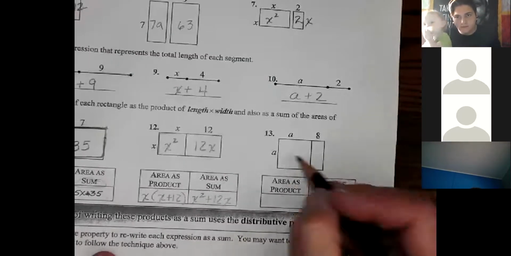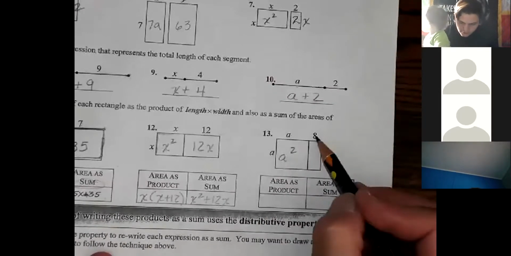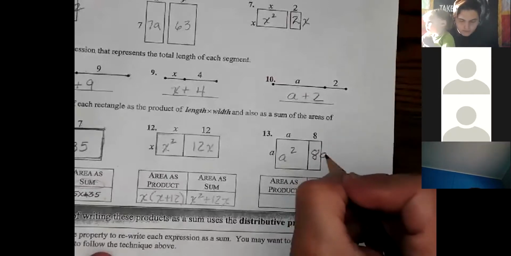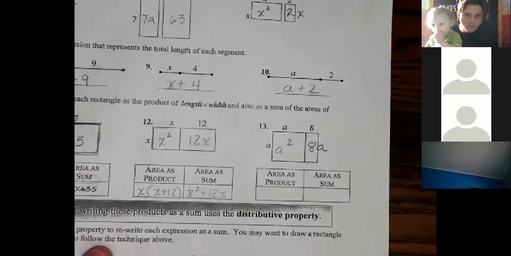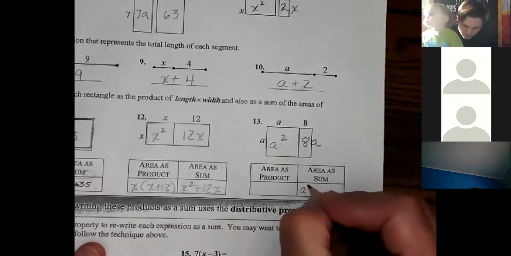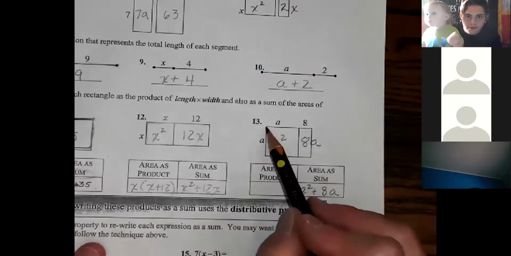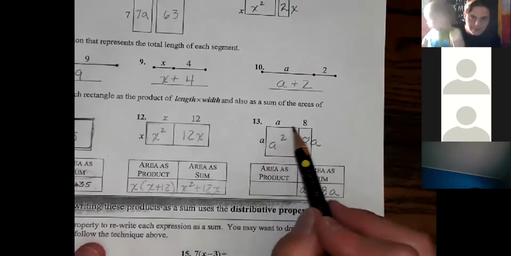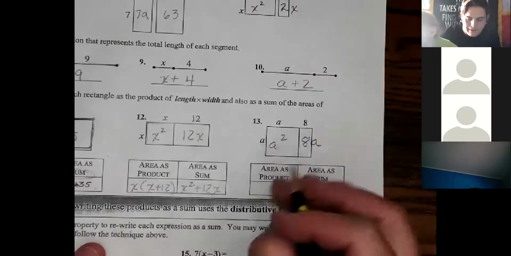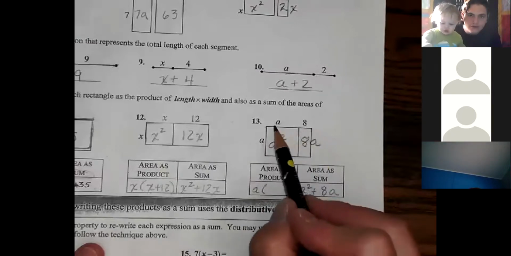This last one, a times a is a squared. a times 8 is going to be 8a. As a sum, we add the 2 boxes together: a squared plus 8a. As a product, we're going to multiply the sides. So I'm going to multiply a times, and then the whole length of this side is a plus 8.